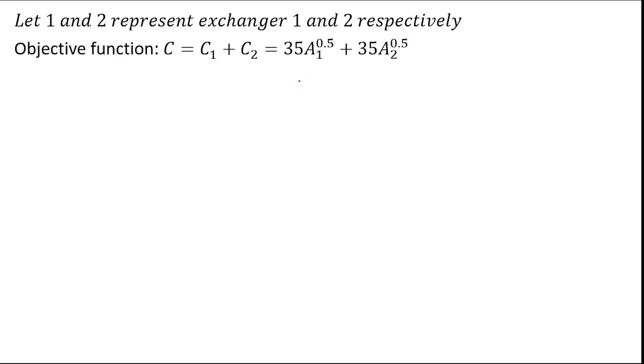So I'll let the numbers 1 and 2 represent exchanger 1 and exchanger 2 respectively. So it means that the total cost is going to be the cost of exchanger 1 and then the cost of exchanger 2. And the expression was 35 A to the power 0.5. So it would be 35 A1 to the power 0.5 plus 35 A2 to the power 0.5. Then we know that from Q = UAΔT, I can say that A = Q/(UΔT). So I'll replace the A in the objective function with this expression.